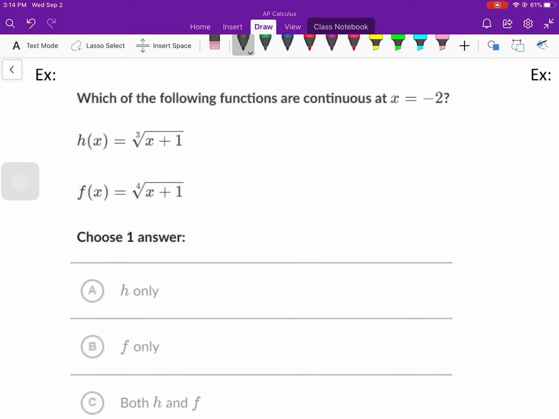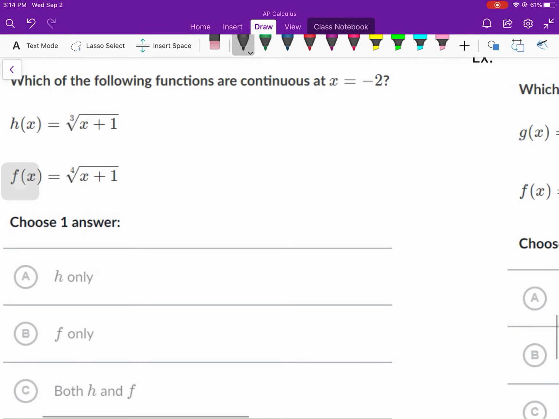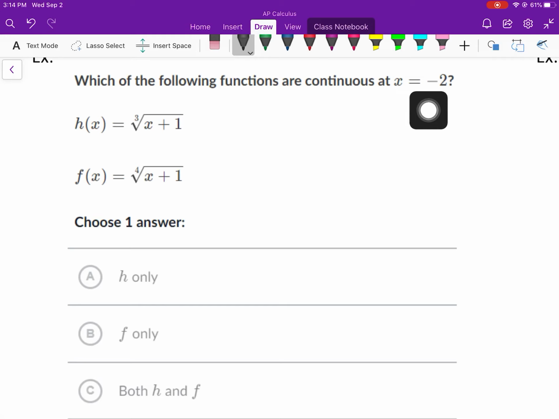What about cube root? Can we take the cube root of negative numbers? And this one's not talking about all real numbers. This one's now talking about -2. Which of the following are continuous at -2? This is a little bit easier. We can plug in -2 and see if it works. So h of -2. And of course, we should check the limit from the left and the right. But if you plug it in and it doesn't work, then automatically you know it's out.